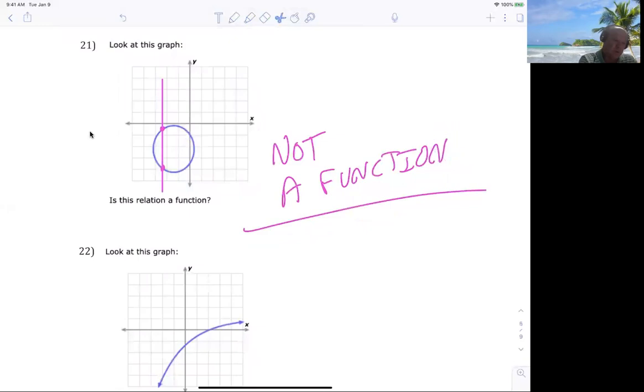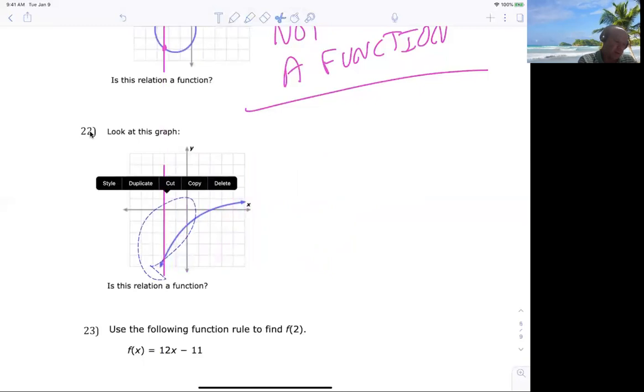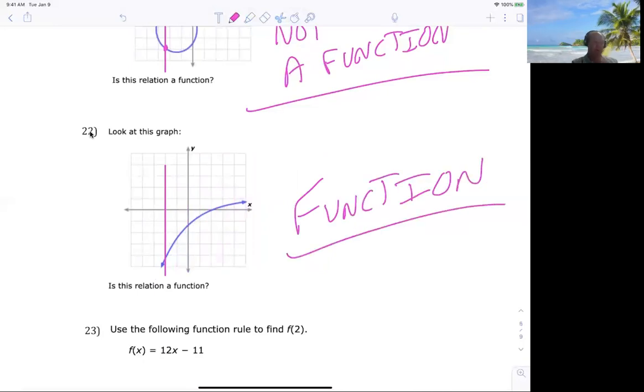So what I want to do now is, let's look at the next one. Create another vertical line. Now I'm just going to move the vertical line across. I don't see any place where those two lines cross in two places. So this is a function. That is a function, because it doesn't cross at two spots.